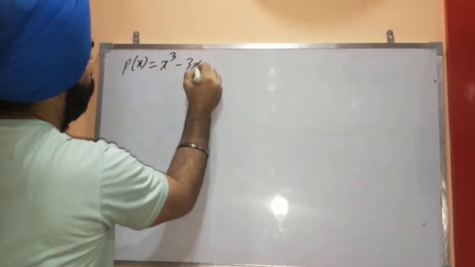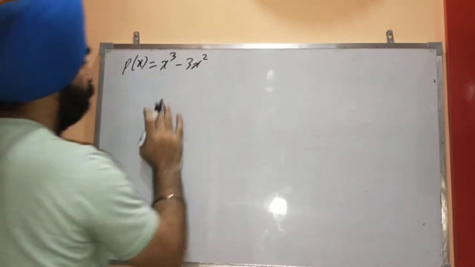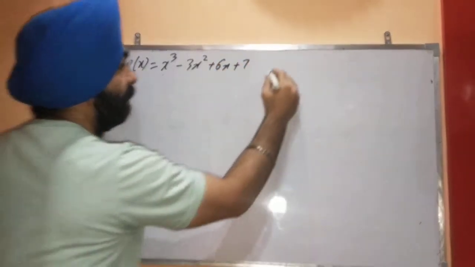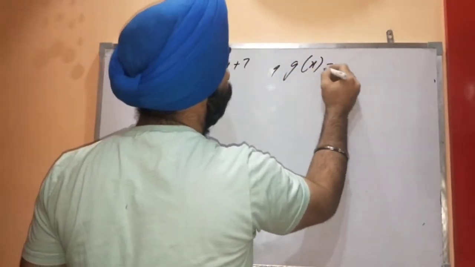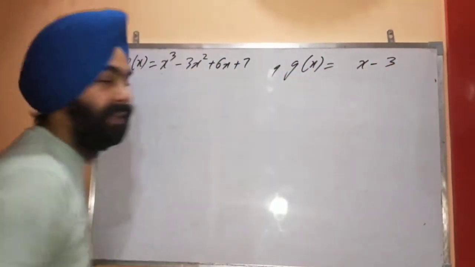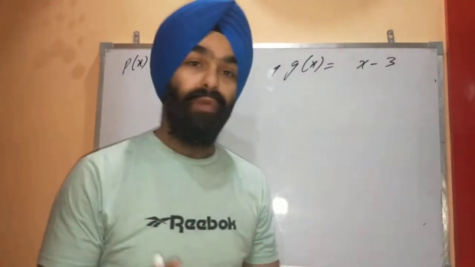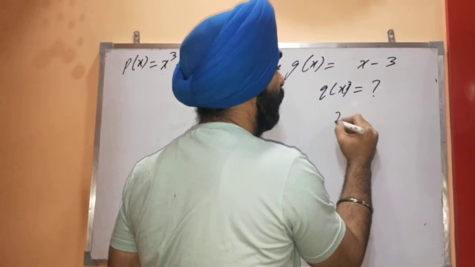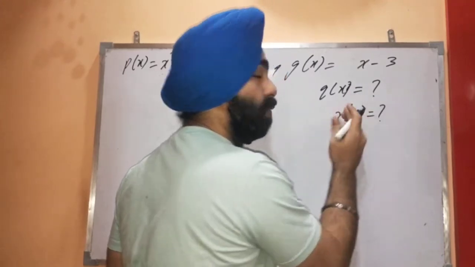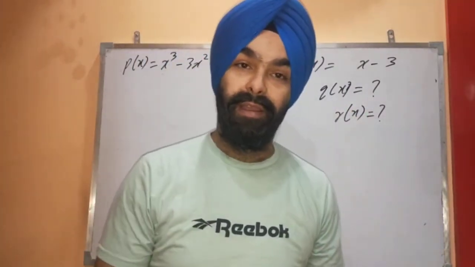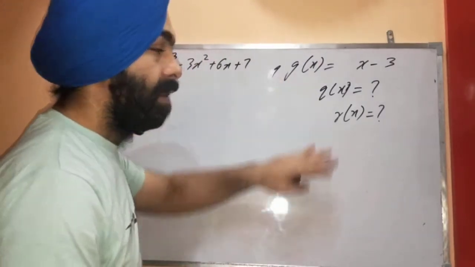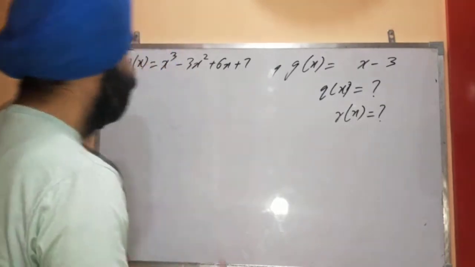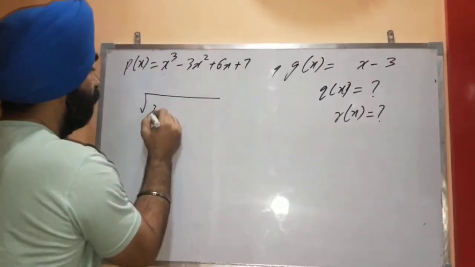Suppose we are given that P(x), that is the dividend, is this, and the divisor is x minus 3. Now we are required to find the value of Q(x) as well as R(x), that is, quotient and remainder both. First we will find both the quotient and remainder, then after that we will verify the division algorithm. So let's start the division process.